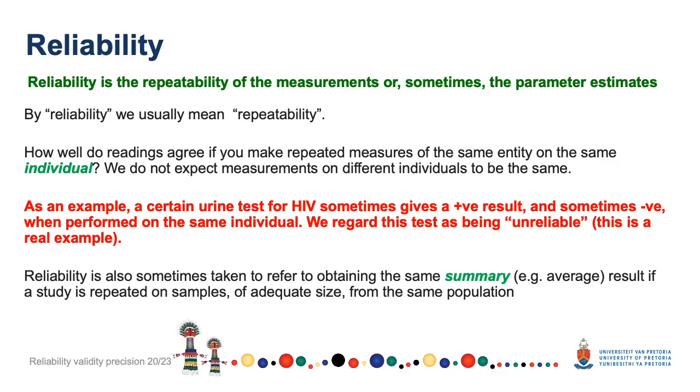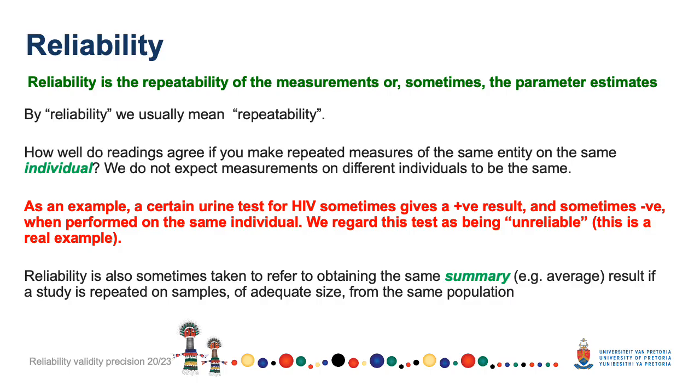For example, I was involved in a study where we performed urine tests for HIV, and then they were repeated, and we found that some people in between the two tests had inexplicably gone from positive to negative, others had gone from negative to positive. The overall percentages that were positive remained unchanged, but at an individual level, the test was unreliable.